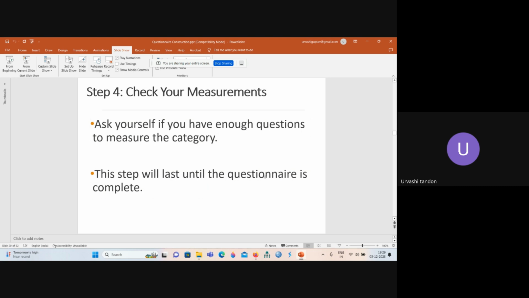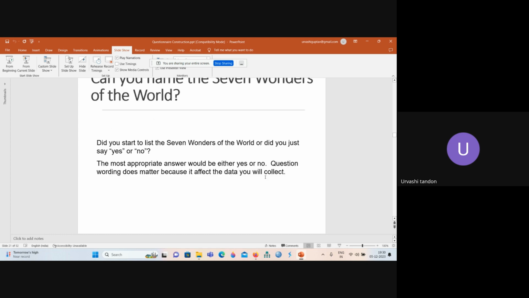Now ask yourself if you have enough questions to measure a category. Hair et al. say that there should be a minimum of three questions, and you can increase or decrease the number of questions as per your requirement. But the minimum number of questions has to be three. This step lasts till the questionnaire is complete. Maximum you can have 10 questions. There's no limit, but minimum three is the criterion generally we follow.